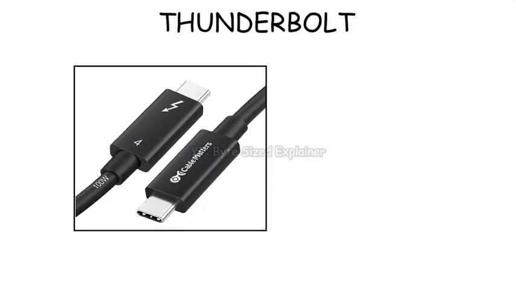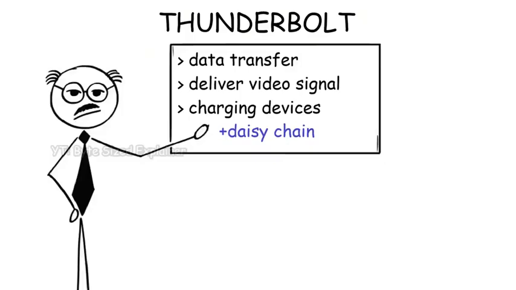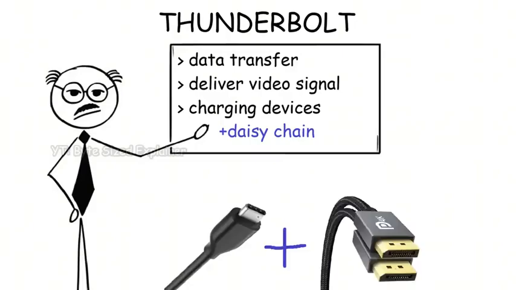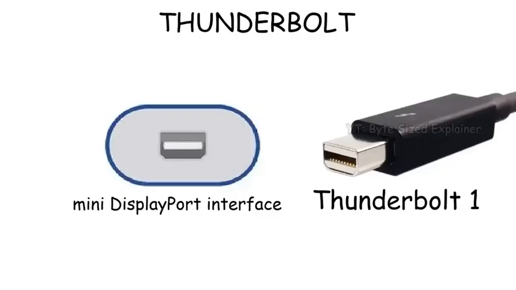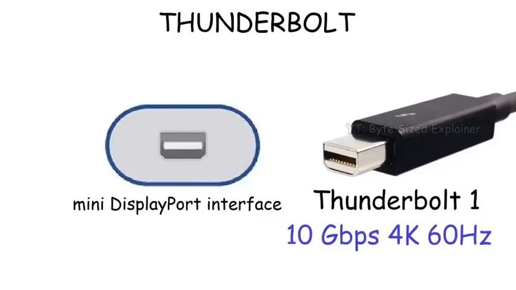Thunderbolt. Thunderbolt is a high-speed connection technology developed by Intel and Apple. It works just like USB-C, but with the extra ability to daisy-chain multiple monitors. Basically, it's like USB-C combined with DisplayPort. The port itself uses the USB-C shape, but Thunderbolt is marked with a small lightning symbol. The first generation, however, didn't use USB-C yet. It used the mini DisplayPort interface with speeds of 10 gigabits per second and support for 4K at 60 Hz.